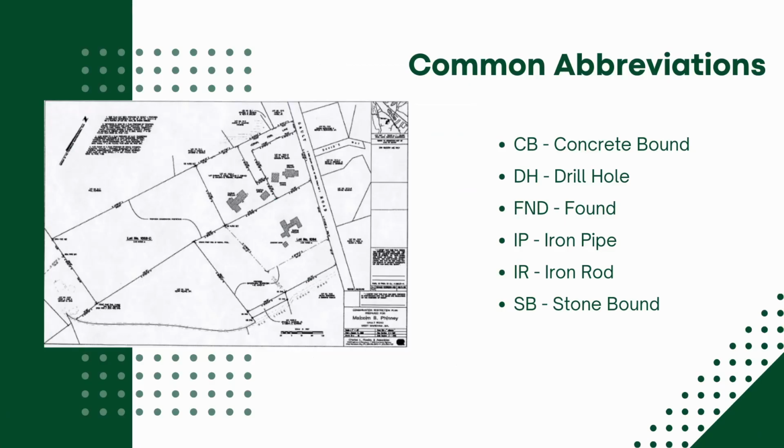Survey plans indicate whether the property boundaries are marked in the field, and if so, how. For example, by concrete bounds, marked CB on the plan, or a drill hole in a rock, marked DH on the plan. Common abbreviations found on survey plans are listed here. The survey plan may also indicate other key features, such as stone walls. Locating and taking photos of these boundary markers prevents them from being lost over time and confirms there are no abutter issues along the boundaries.